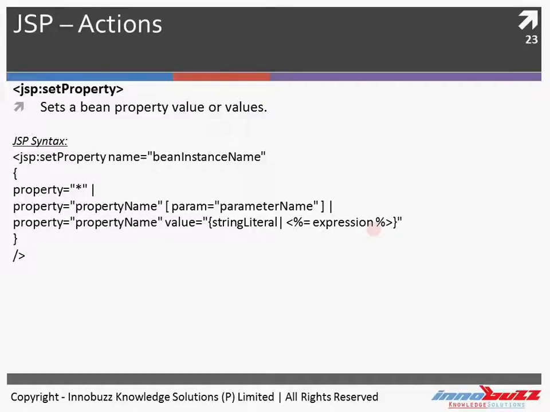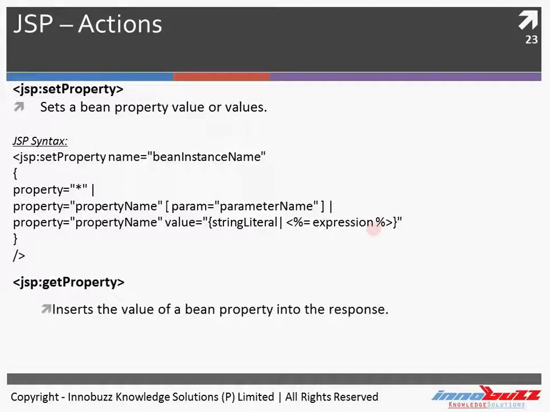The star here, if you see, there is property equal to star. It means that it will store all the values of request parameters in bean properties. The names of bean properties must match the names of the request parameters. In that case, you can just use this star. But if you want to match a specific property of your Java class, then you have to use property equal to property name.